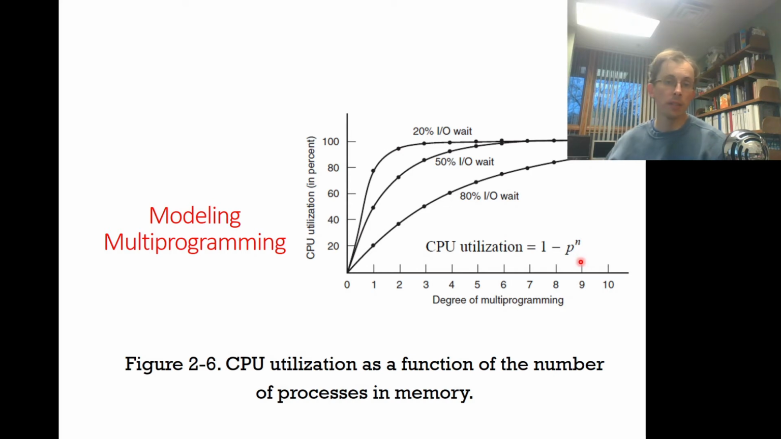So you can see the degree of multiprogramming you would need to get to certain levels of CPU utilization, right? Obviously, at 80% I/O wait, you really need a lot more processes to increase that CPU utilization. Right? At 20%, it scales up pretty quickly, right?